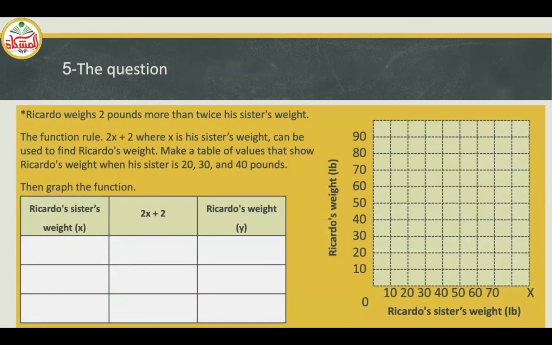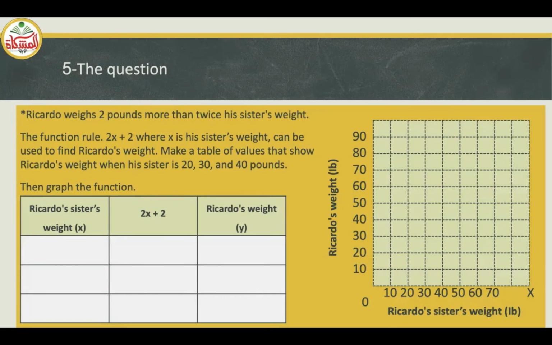So the question. Ricardo weighs 2 pounds more than twice his sister's weight. The function rule 2x plus 2, where x is his sister's weight, can be used to find Ricardo's weight. Make a table of values that shows Ricardo's weight when his sister is 20, 30, and 40 pounds. Okay, graph the function.